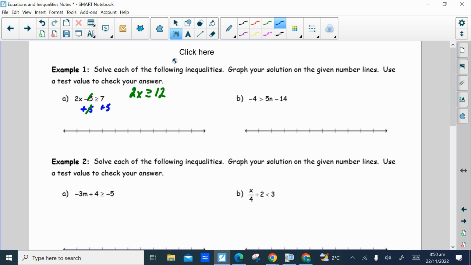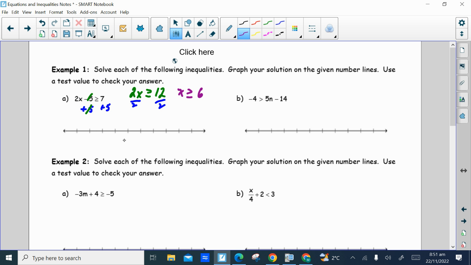My last step is to divide both sides by positive 2. So again, the inequality will not reverse. It stays greater than or equal to. On the left, 2 divided by 2 cancel. On the right, 12 divided by 2 is 6. So there's our solution. X has to be greater than or equal to positive 6.